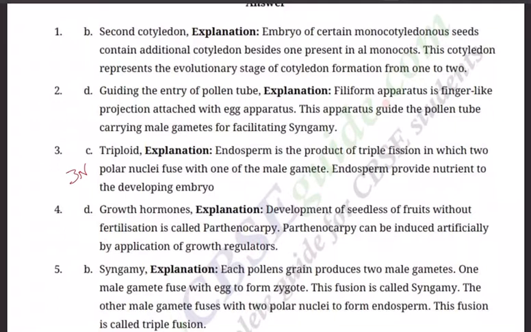Question 4: growth hormones. Explanation: development of seedless fruits without fertilization is called parthenocarpy. Parthenocarpy can be induced artificially by application of growth regulators. Okay, such as cold treatment, that should be wrong.